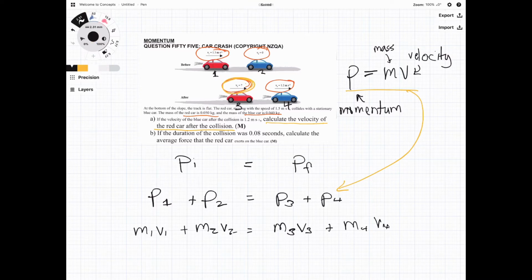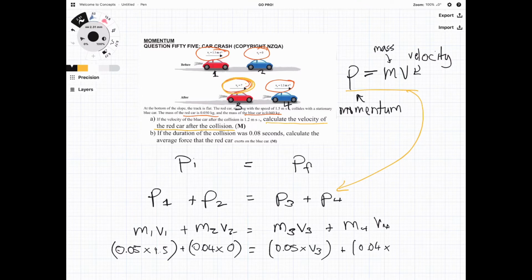So let's go ahead and substitute in some of the variables that we know. We know mass of our red car is 0.05, so we'll put that in here, 0.05 times our velocity 1.5. I'm going to put this in brackets just so it's a little clearer, plus mass 2, this is our blue car, 0.04 times its initial velocity, 0. Our blue car is not moving before the collision. Do the same on the other side. We know the mass of the red car. The mass doesn't change. That's really nice. 0.05 times V3. Now, V3 is the thing we're looking for, so I'm going to leave that just like that. Plus, now last one, m4, 0.04 times 1.2.